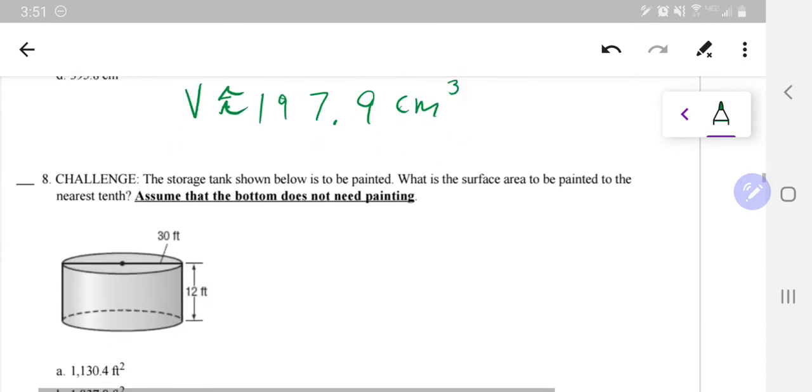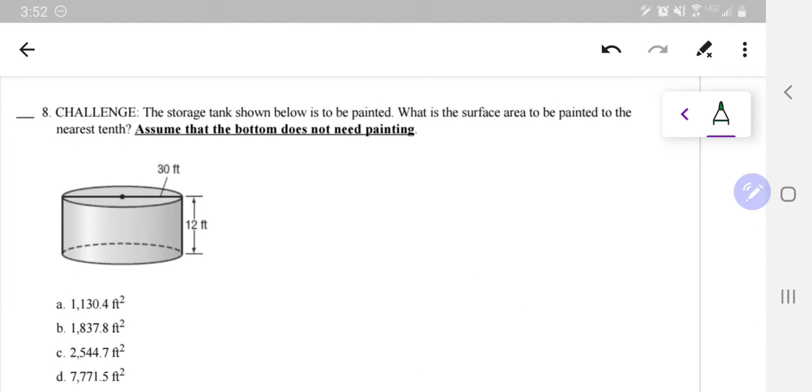All right. This is going to be a little long because I'm going through all the problems, but you're welcome to skip around and check out what you need to check out. All right, so here's one of our more challenging problems. The storage tank shown below is to be painted. What is the surface area to be painted to the nearest tenth? Now, this is the cool part. Assume that the bottom does not need to be painted.